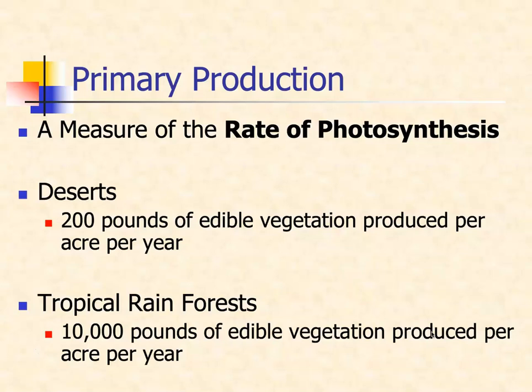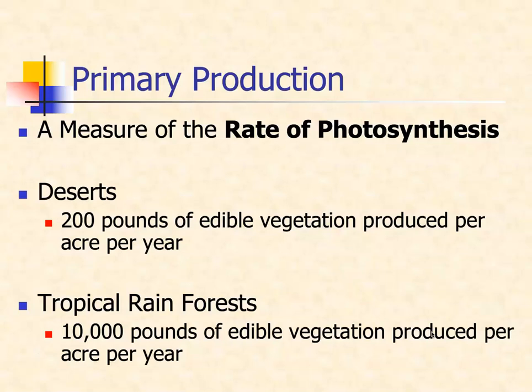Because deserts are limited by the amount of rainfall, and the amount of rainfall is going to limit the amount of photosynthesis, deserts, on average, produce about 200 pounds of edible vegetation per acre per year, which means in a desert, 1 acre of desert would support about 20 pounds of herbivores and about 2 pounds of carnivores.